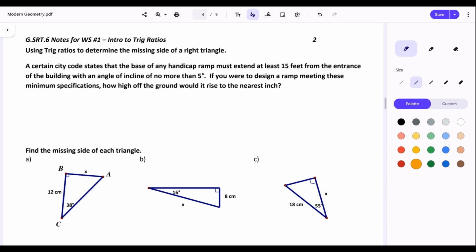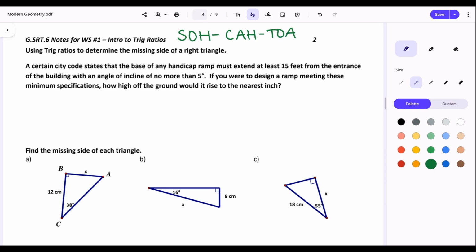Okay, can someone remind me really quick, what was that little phrase that we had that we can use to help us remember how to set up sine, cosine, tangent? Good, SOHCAHTOA. So I'm just going to go ahead and write that at the top of my screen here so that we can kind of reference back to that.